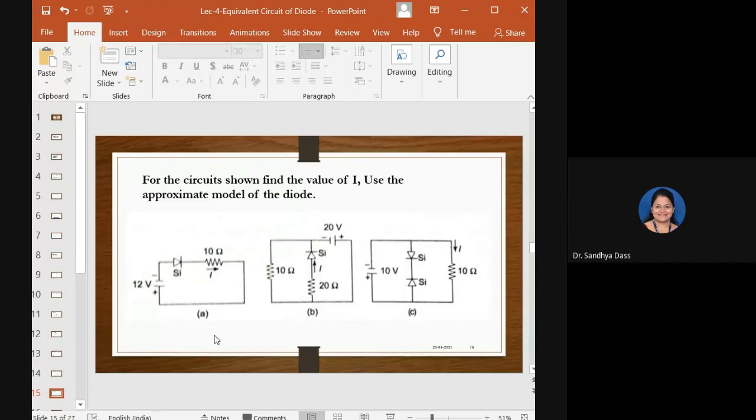Please go through the circuits A, B, and C. Analyze them with the approximate model, and see whether you'll be able to find the value of I. I hope you are familiar with Kirchhoff voltage law. Can anyone reply? Yes, ma'am. Okay, fine. So you are in a stage to apply KVL here.